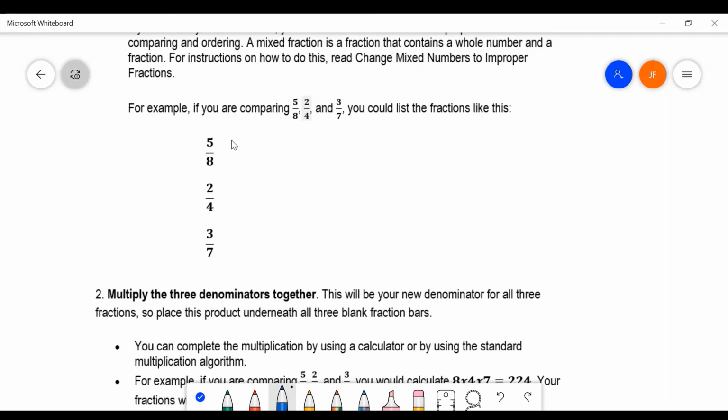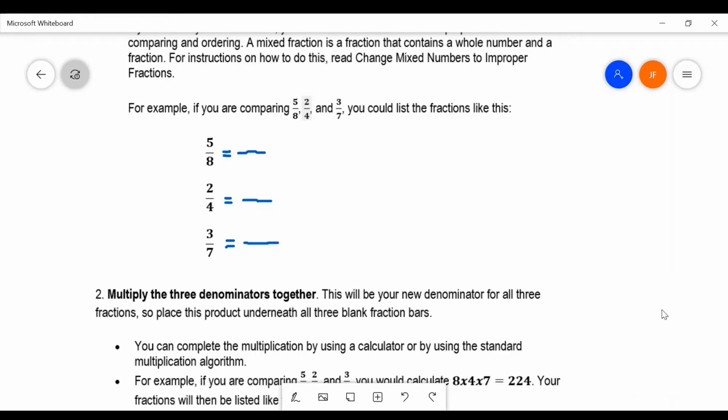Okay, we have here 5/8 is equal to a blank fraction bar. Then on this, we have 2/4 followed by 3/7. Okay.